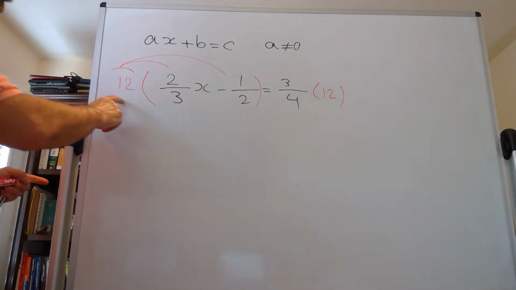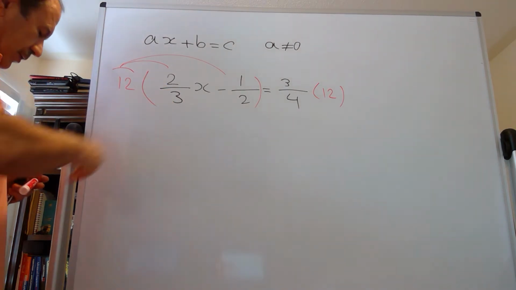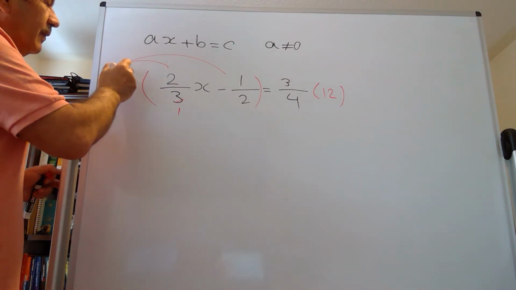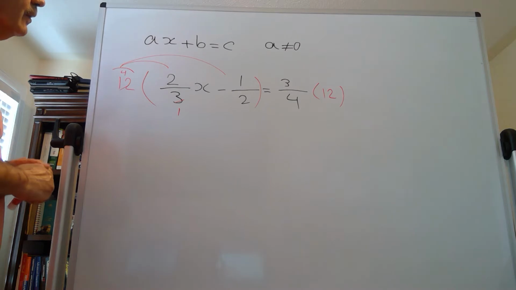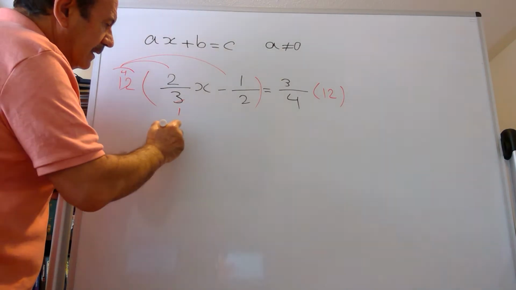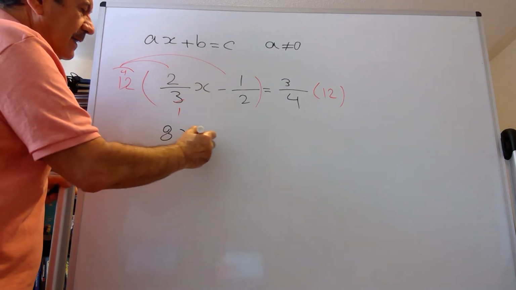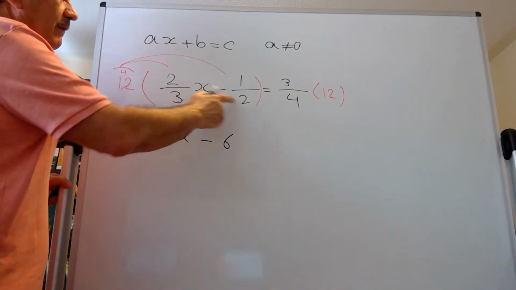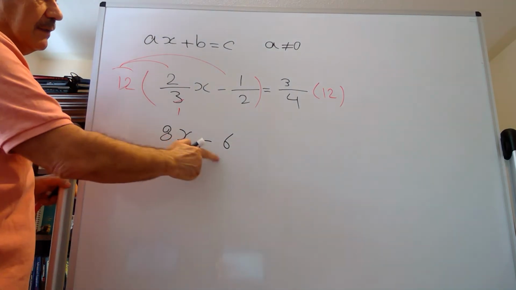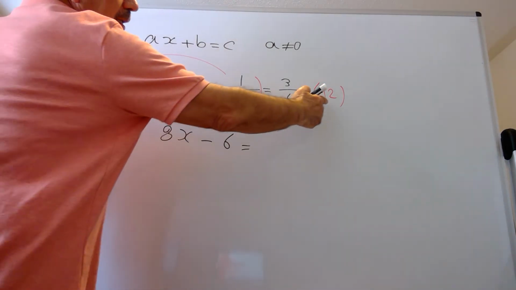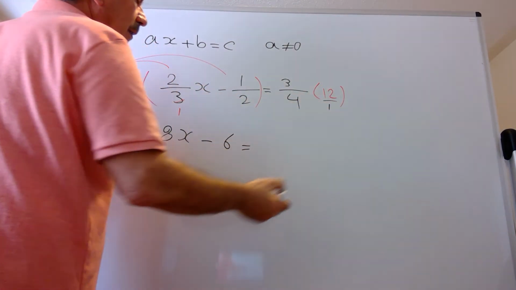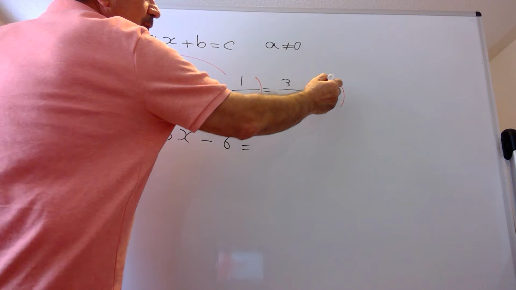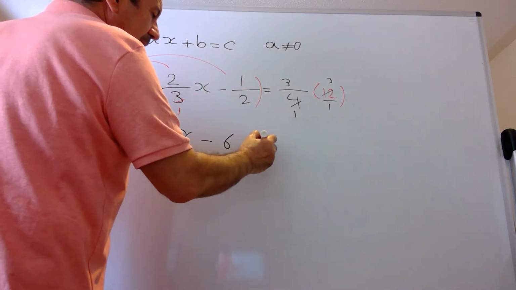When I multiply 12 times 2 over 3, 12 divided by 3 is 4, so this is 4 times 2, which is 8x. Positive times negative is negative, and 12 multiplied by 1 over 2 is going to be 6, because the 12 and the 2 cancel each other, leaving 6. This is equal to 12 times 3 over 4. Remember, I can give a denominator of 1 to this one. Then 12 and 4 cancel each other: 12 divided by 4 is 3, and 3 times 3 is 9.